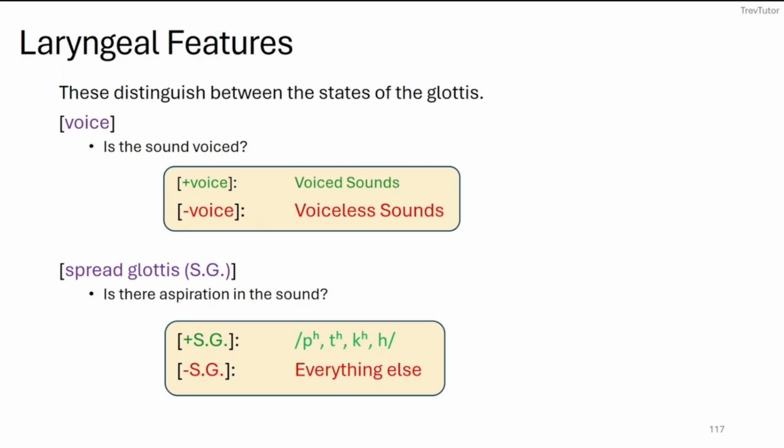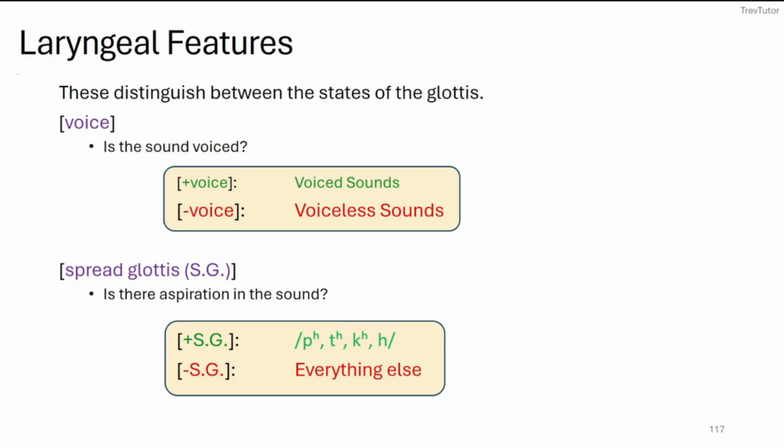Now, we also have laryngeal features. So these are things that your glottis is doing. So voice is pretty straightforward: is the sound voiced? If it's a voiced sound, it's plus voice. If it's a voiceless sound, it is minus voice. It's just that straightforward. We have two more specific ones, which are spread glottis and constricted glottis.